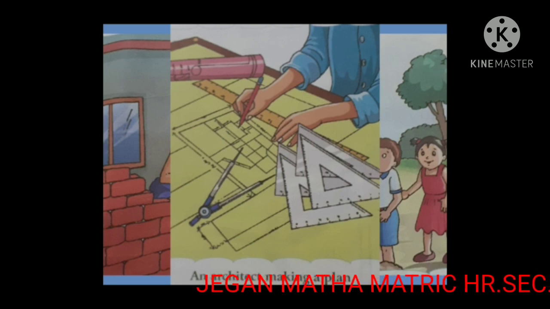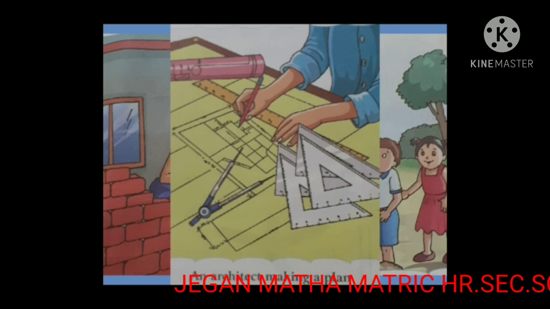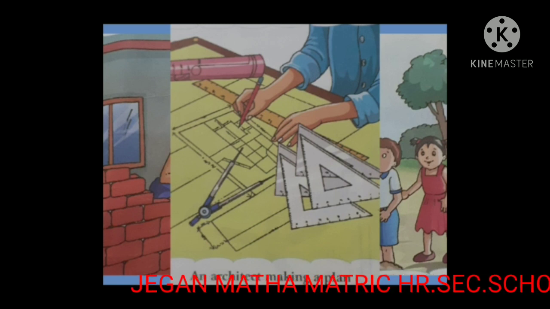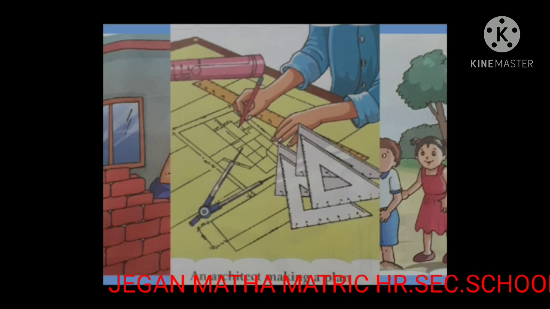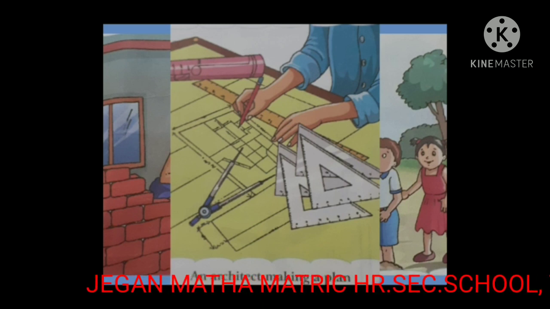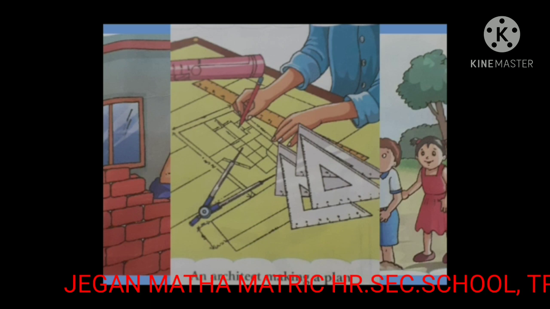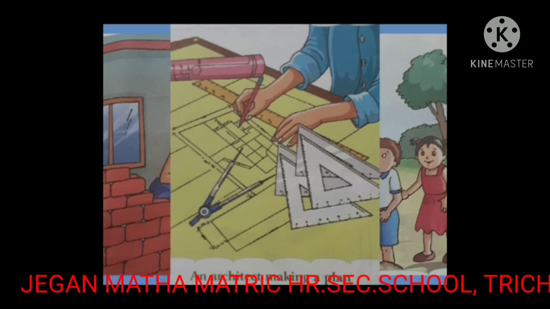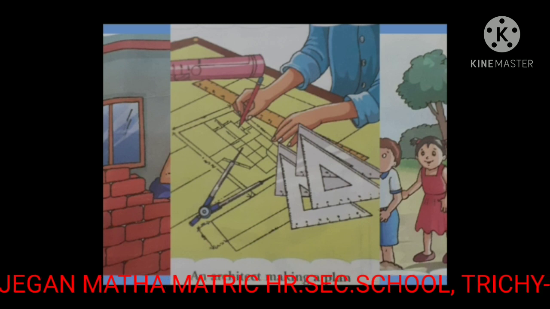An architect examines the place or area where a house is to be built. He asks the owner of the house about the kind of house he needs. He measures the plot and after some calculation makes a design of the house on paper. This is called a plan.